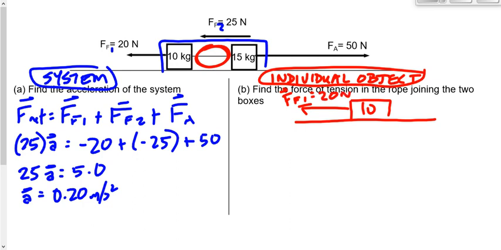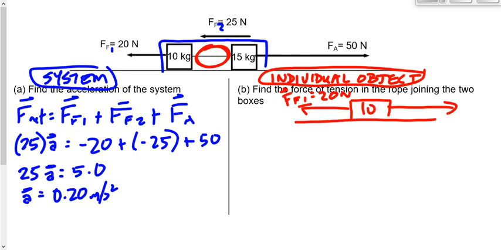Anything else? Besides gravity and normal force that cancel, something's got to be pulling on the 10 kilogram object. Otherwise, this thing isn't going to move with the 15 kilogram object.